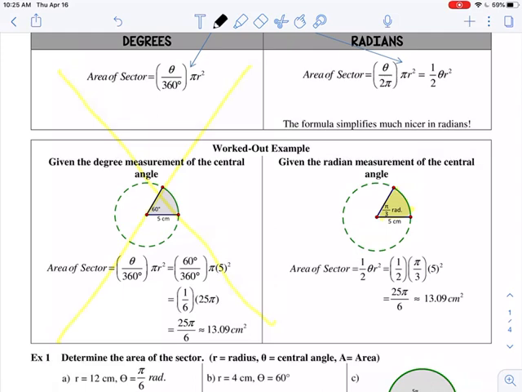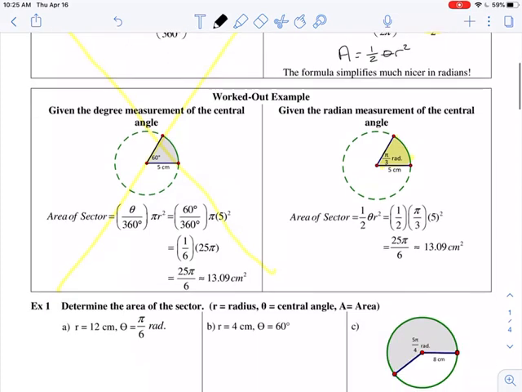But basically what the formula is, the area of the sector is going to equal half times theta times radius squared. So I'll write that so it's a little easier to see. Area is going to equal half times theta, which is that center angle, times radius squared.